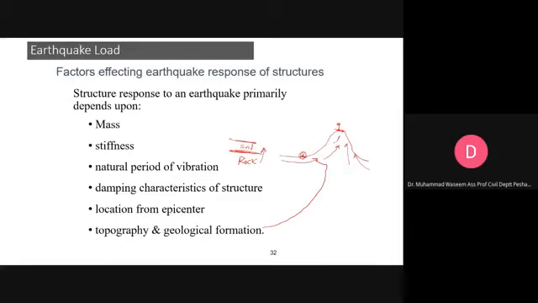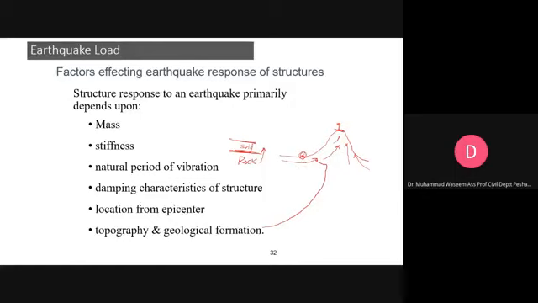Now, the response of the building also depends upon its energy dissipation characteristic, which we call damping. And it also depends upon the location of the building from the epicenter, and the topography and geological formation. For example, your building is located on a mountain. These waves will start converging at this point, so over here you will experience more shaking as compared to the foot of the hill. Okay, the topography is important.